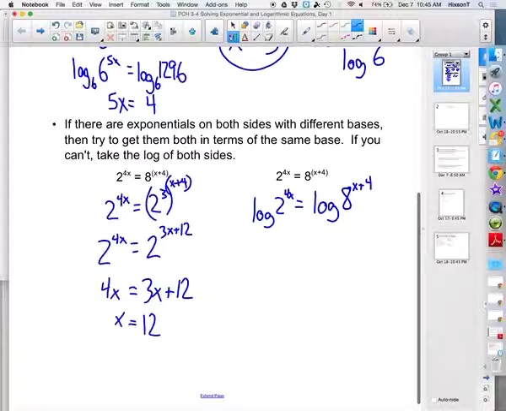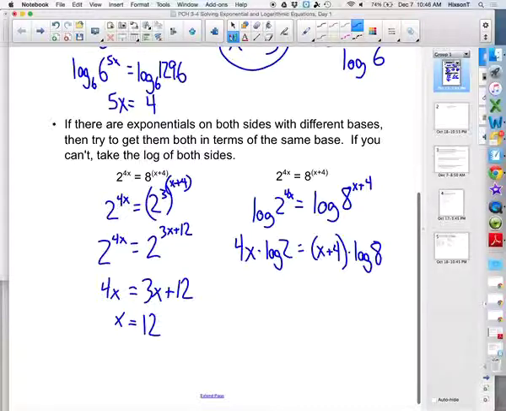And now that they're in logs, what can I do with the exponents? Pull them out to the front. So check this out. I've got 4x times the log of 2. And guess what? Log of 2 is just a number. I can plug it into my calculator. Likewise over here, I have x plus 4 times the log of 8. And again, that's just a number. I can plug that into my calculator.